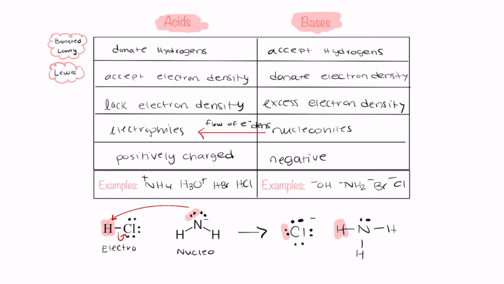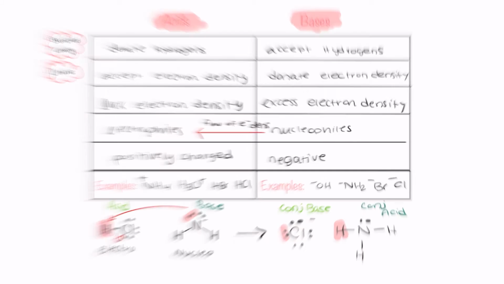So now HCl lost that hydrogen in order to become Cl-. It was an acid initially, and then it turned into its conjugate base. So HCl was our acid, and then it turned into our conjugate base. You can think of them like a pair. And NH2 was initially a base, but it gained a hydrogen to form its conjugate acid. It is like a pair.